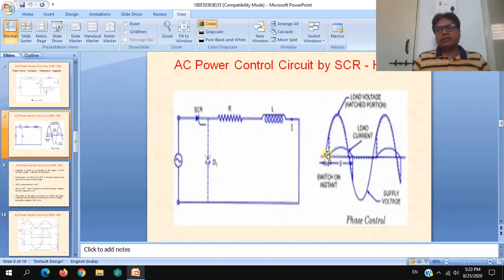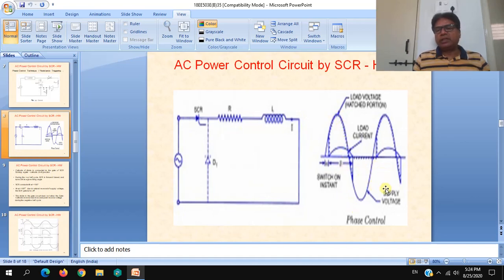SCR is fired at a given angle alpha, so the load gets its voltage from here like this. Only this much voltage will be available across the load. The rest of the voltage will be blocked by the SCR. So the load voltage will be like this in the positive half cycle.